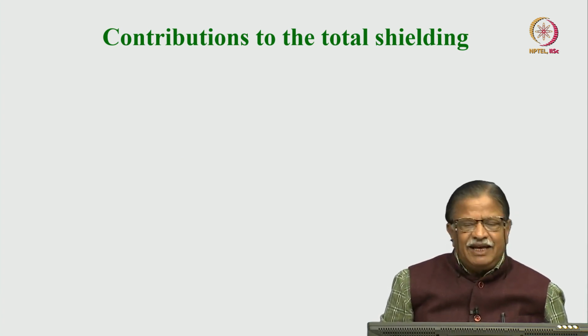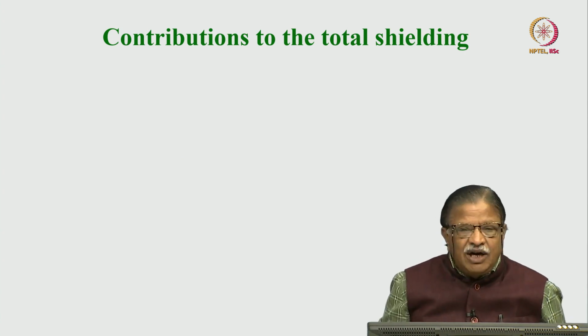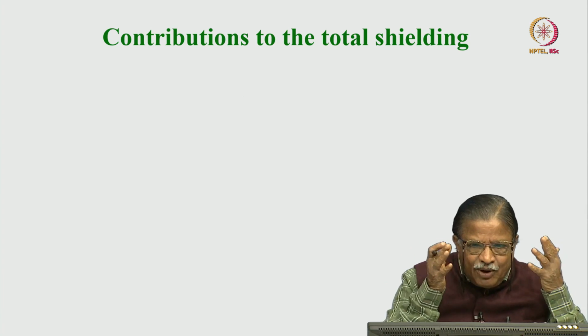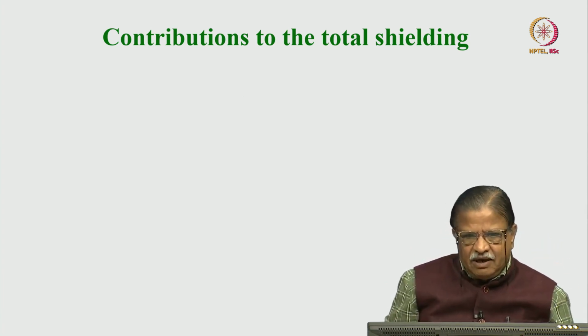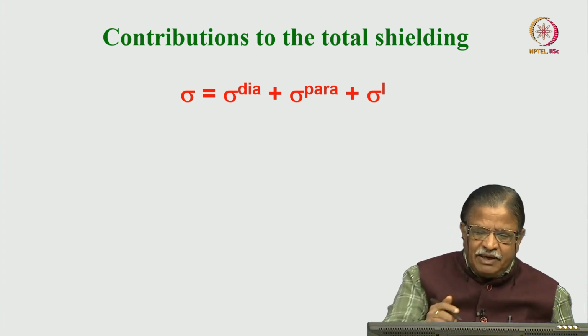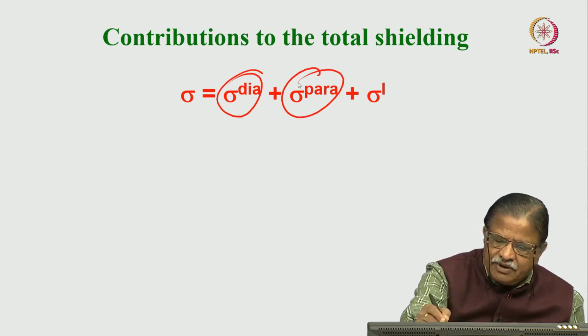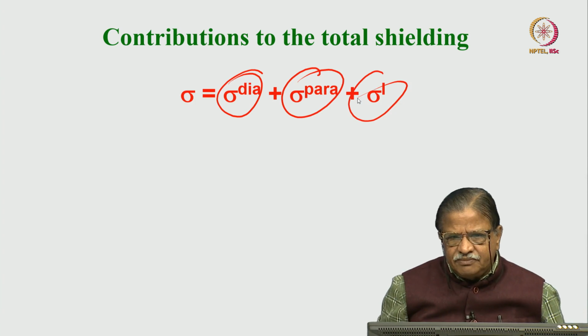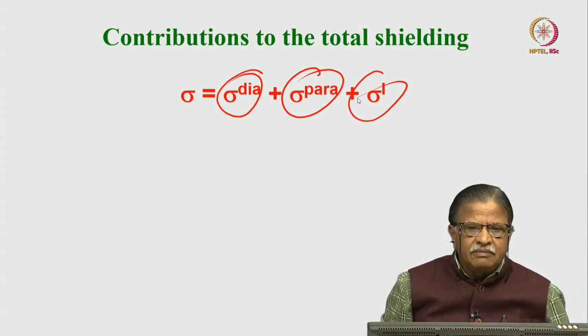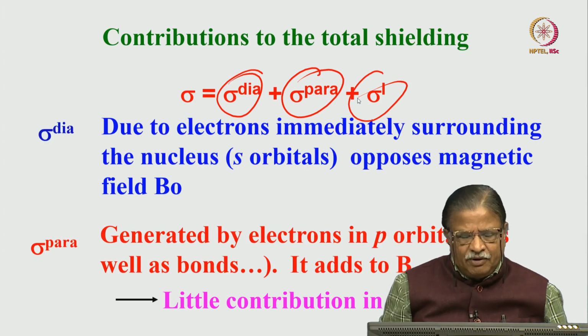Now, we will say these are all the guidelines. How did we arrive at these guidelines? What are the factors which contribute to the shielding or to the chemical shifts? There are several factors. Basically, it has been divided into three parts. One is the diamagnetic contribution, the other is the paramagnetic contribution, and the third is from the neighboring groups.